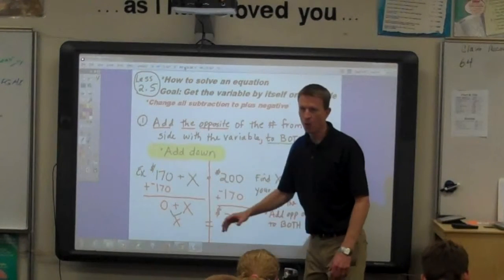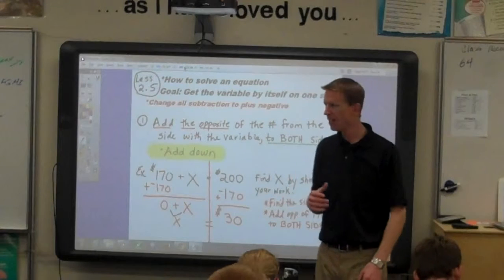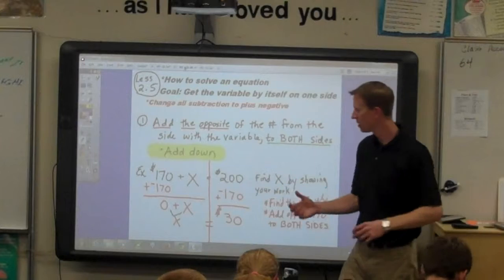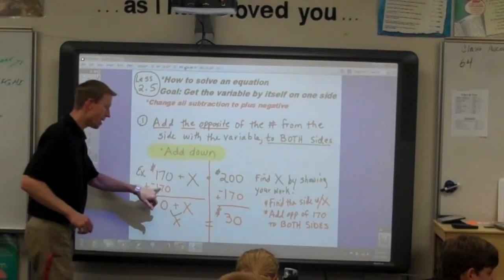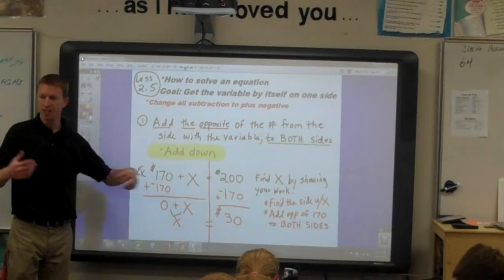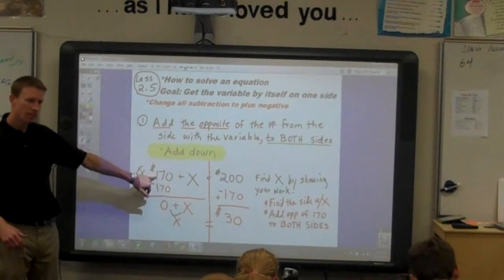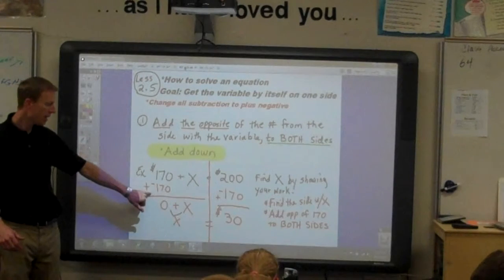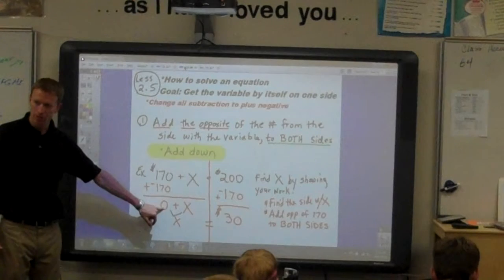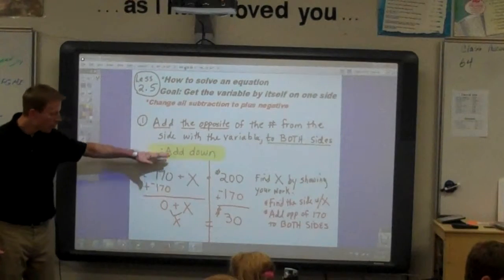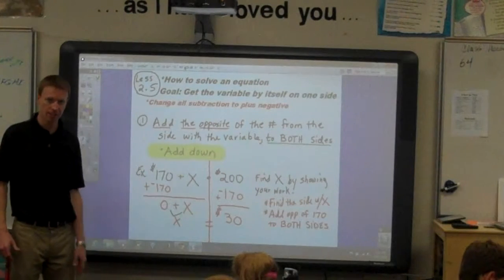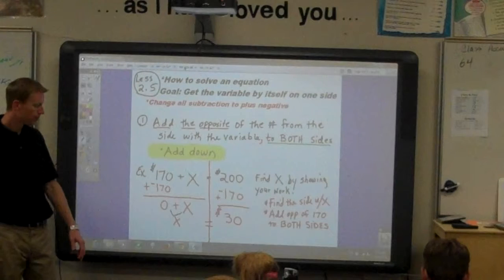Okay? Now, when we are adding and subtracting positive and negative numbers, we learned about what opposites are. Opposites are the negative if the number is positive, or it's the positive if the number is negative. So the opposite of $170 is negative $170. Whatever equals 0. Basically what you're doing is getting rid of that number on this side so that all you have left is X. Okay?